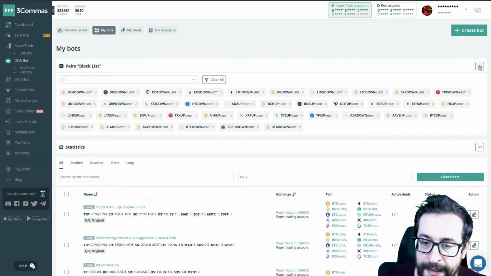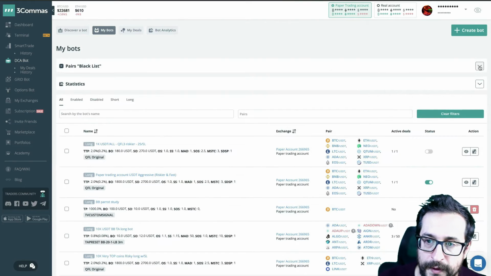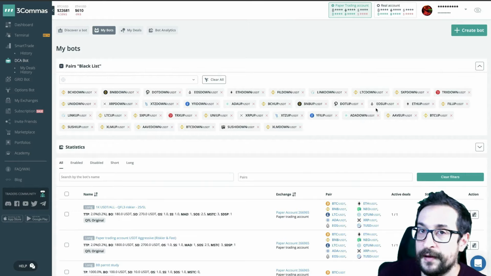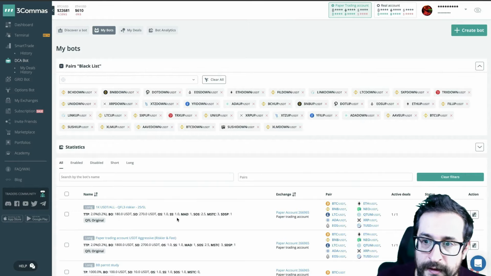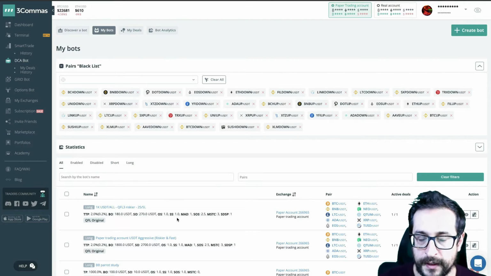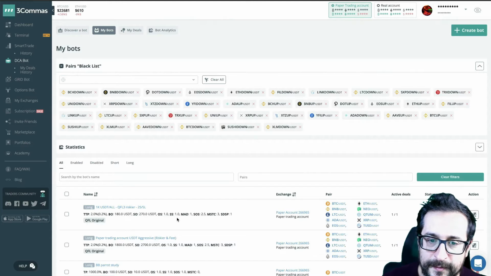After that, I suggest you collapse the blacklist, because this UI is terrible. You can hit accidentally one of them, like BTC down, and suddenly you're going to enter long on BTC down, which means you're shorting BTC with leverage. So you can lose a crazy amount of money by making that mistake.